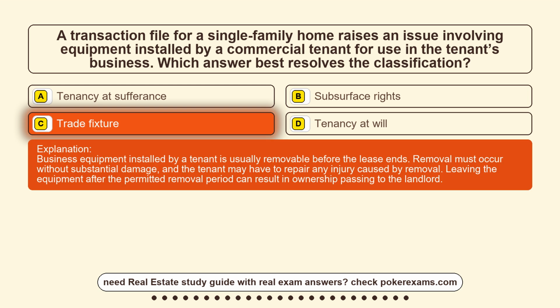Business equipment installed by a tenant is usually removable before the lease ends. Removal must occur without substantial damage, and the tenant may have to repair any injury caused by removal. Leaving the equipment after the permitted removal period can result in ownership passing to the landlord.